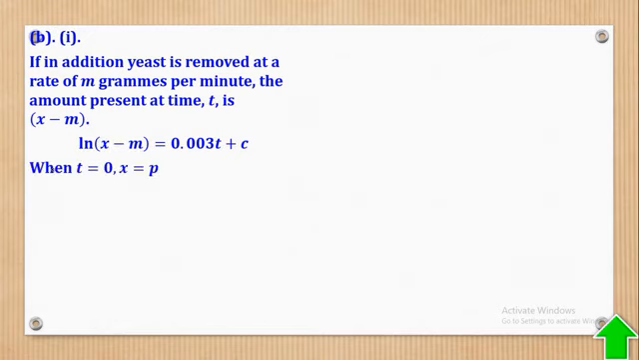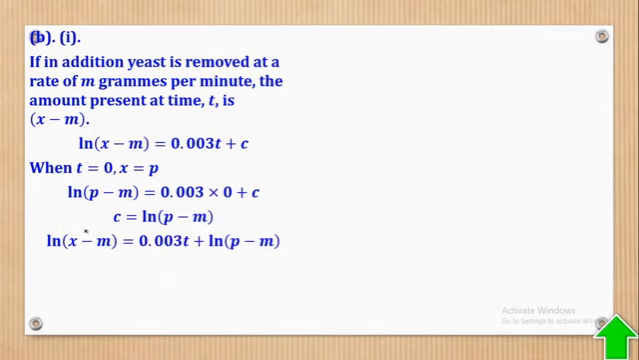So now we shall use the initial condition still, which is given: when t is equal to 0, x is equal to p. Therefore, come and substitute for x here and also for t there. In that case, c is equal to ln of that. So bring this one and put it back here to come up with this line.